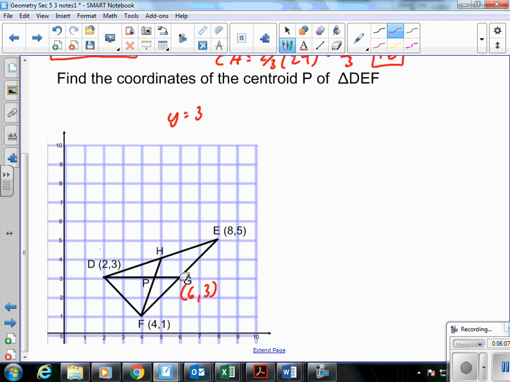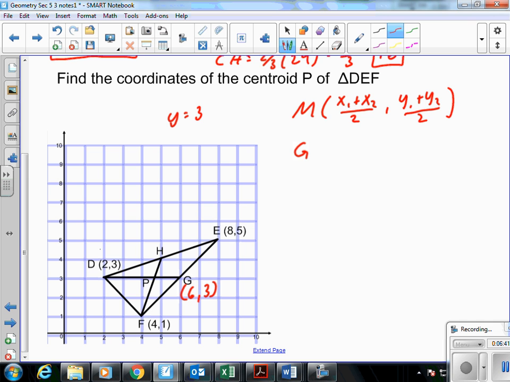And you know, we won't always have the possibility of it being perfectly at an intersection where we can see clearly where it's at. So had this not been clearly marked there, we would know that since this is a median, it's coming from the vertex to the midpoint of the other side. So we could have found the coordinates of G by using the midpoint formula, right? If we remember the midpoint formula, x1 plus x2 divided by 2 and y1 plus y2 divided by 2.